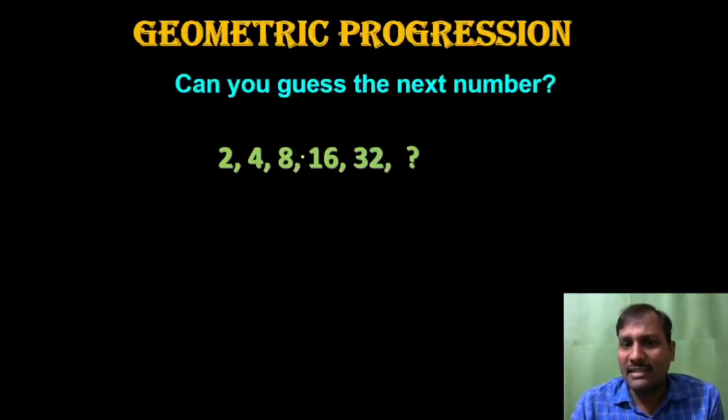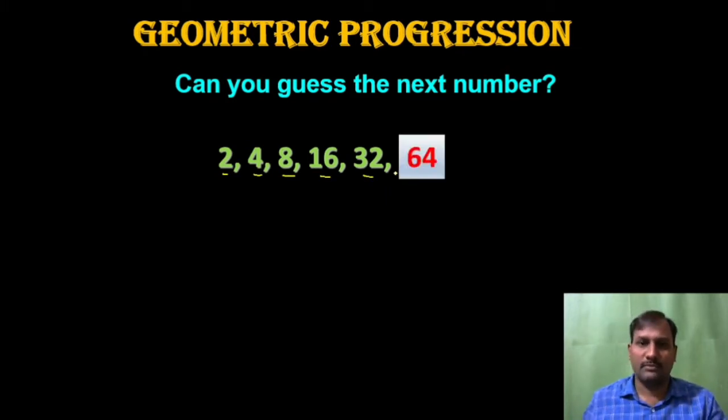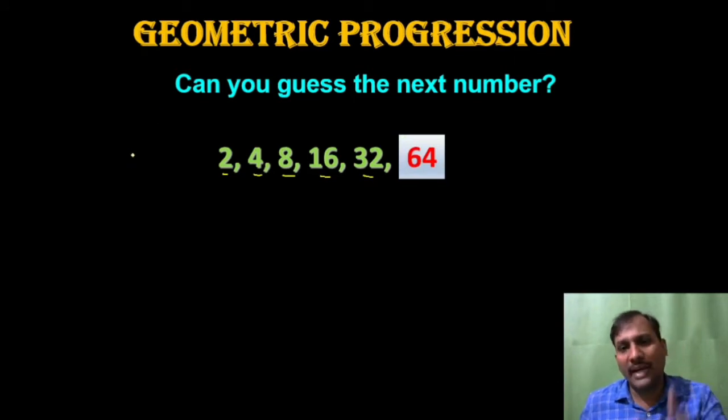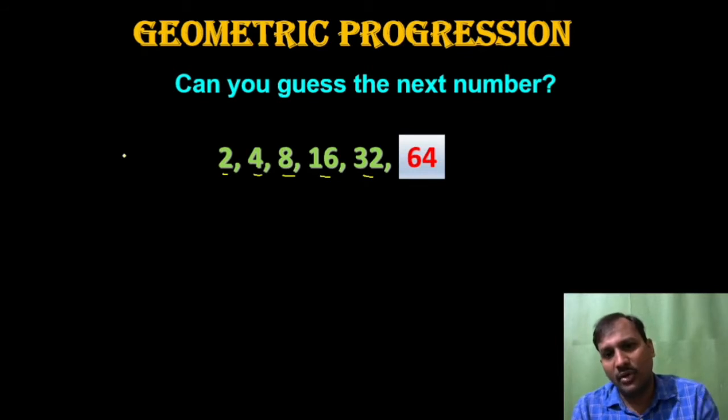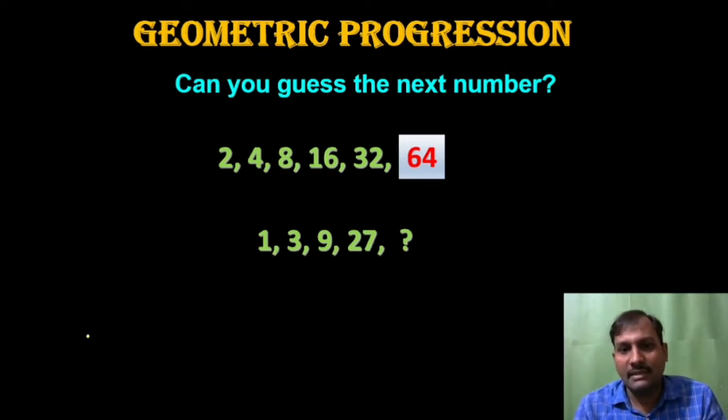Can you guess the next number in the list of these numbers? 2, 4, 8, 16, 32. Can you guess what is the next number? Yes, it is 64. How did you get that? Okay, before answering that, let's have one more question. 1, 3, 9, 27. Can you guess what is the next number? Yes, it is 81. One more question.